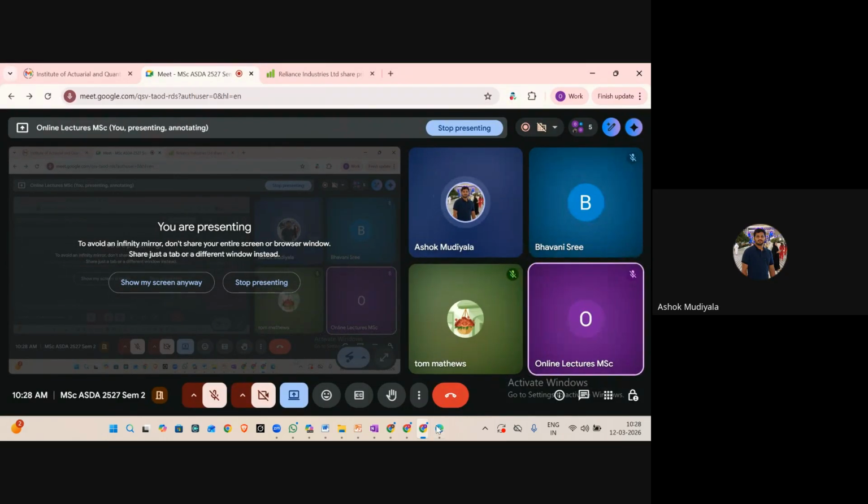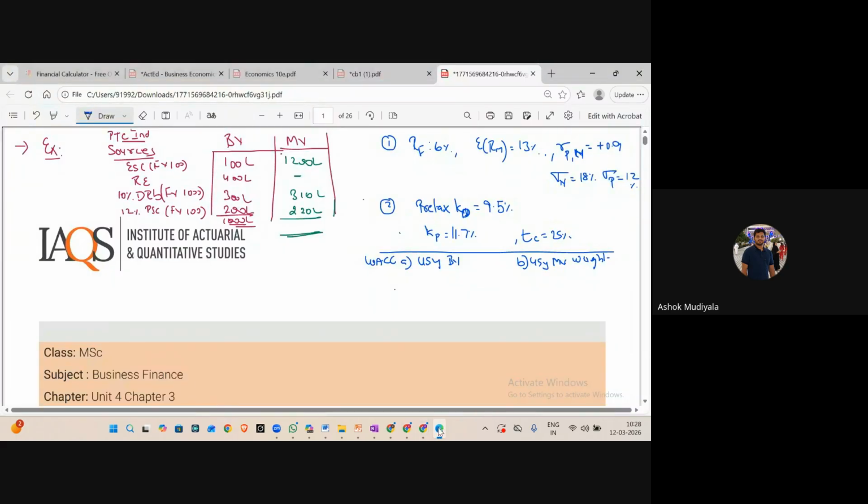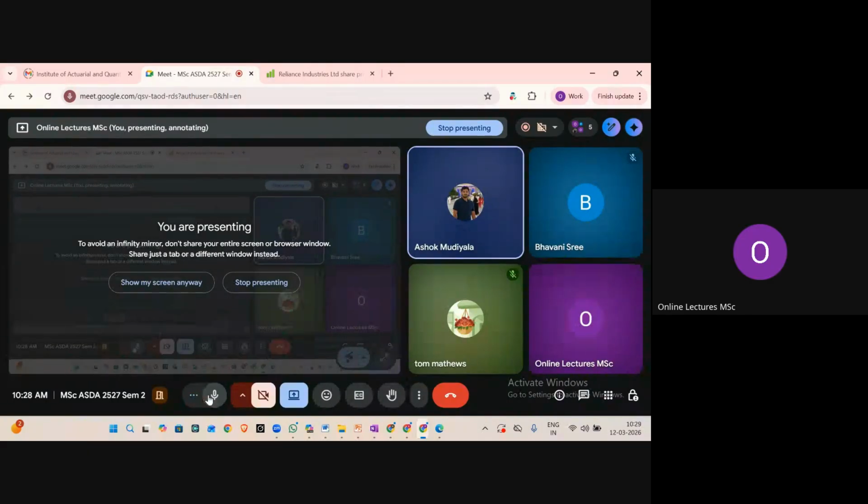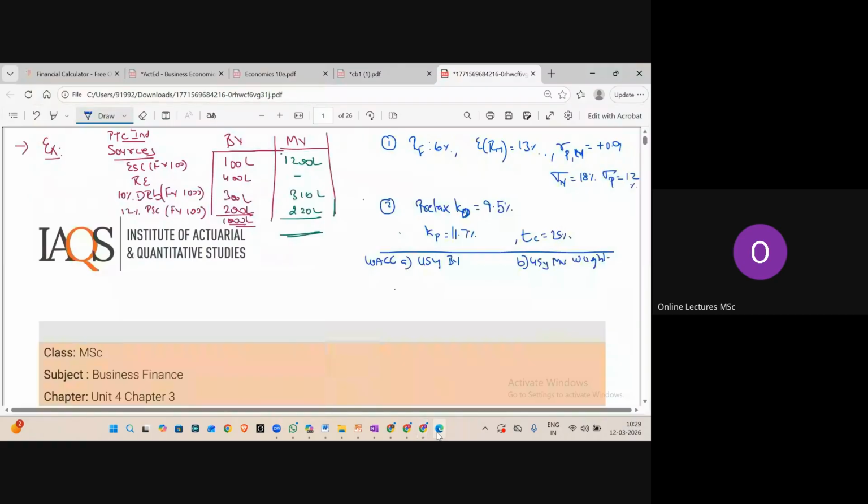Sir, can you share that screen? And on the left side, what is 10% debenture? Is it debenture? Yes, debt. It is debenture. Debenture means borrowed funds. 10% debenture.